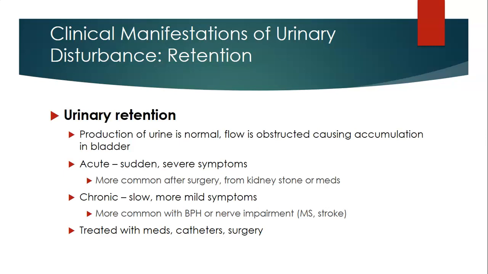Urinary retention can be acute, meaning it has sudden, very severe symptoms. This might be something after surgery, from a kidney stone, or a new medication, versus something chronic that is slower, with much more mild symptoms. So this might be seen more with a BPH or a nerve impairment, which we're going to talk about. Usually going to be treated with certain medications, catheters, probably surgery if it's bad enough.